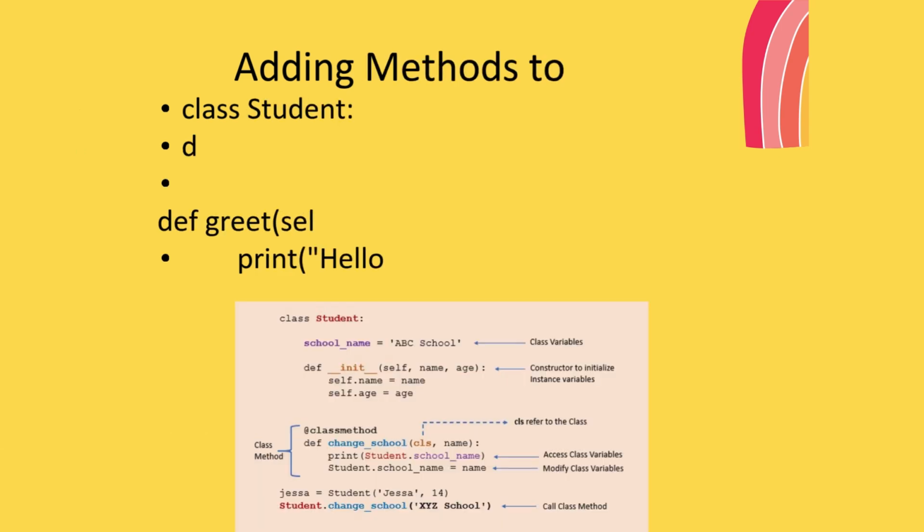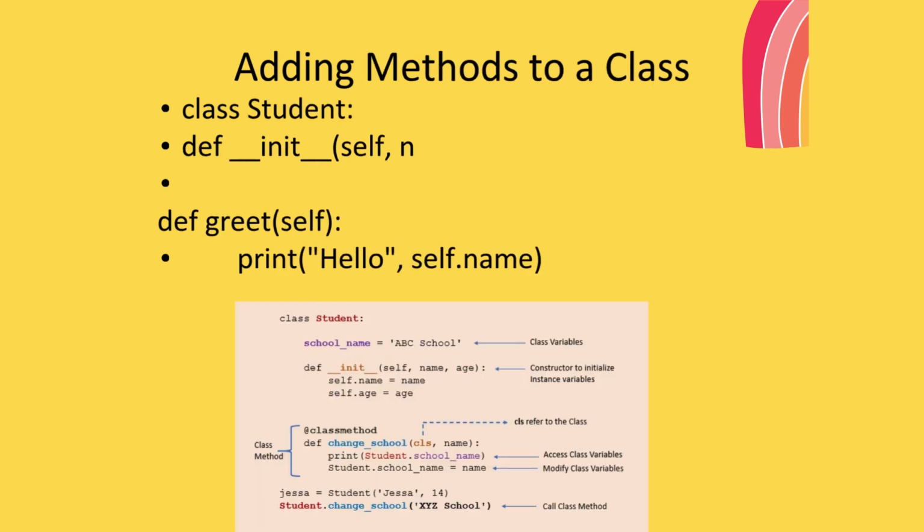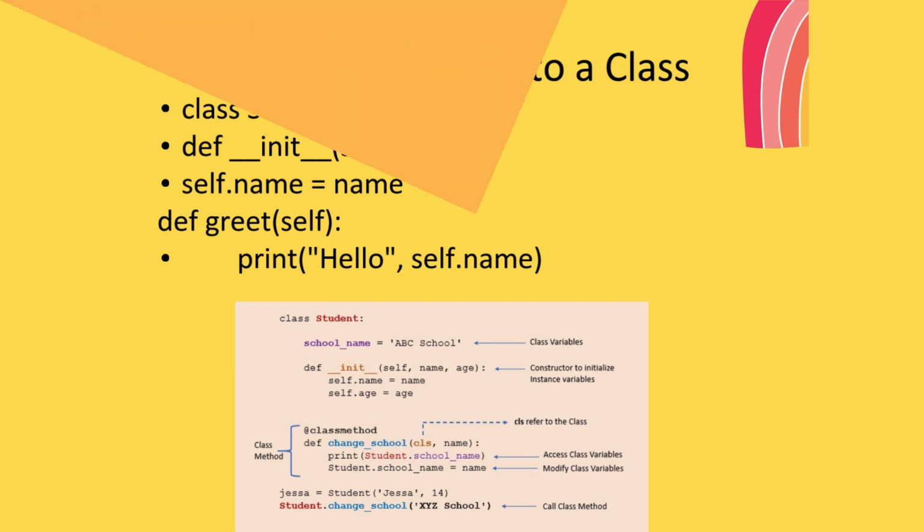Adding methods to a class. Let's make our class more useful by adding a method. class Student: def __init__(self, name): self.name = name. def greet(self): print("Hello,", self.name). This greet method can now be used by any student object. s1 = Student("Asha"), s1.greet(). Output will be: Hello Asha. Now our objects can not only store data, they can also perform actions.